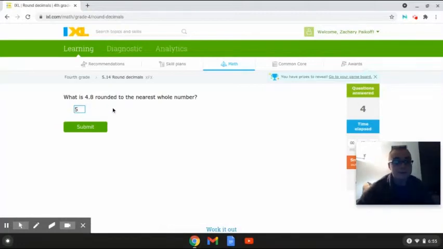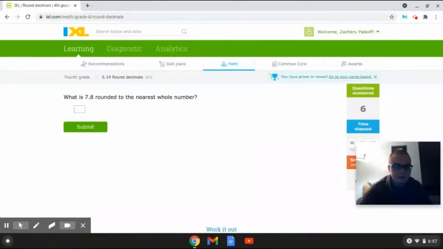and it will become 5. So the answer for this problem is 5, because we took a look at the key digit and saw that the number next to it was bigger than 5, so we rounded it up, and 5 is 4.8 rounded to the nearest whole number. And that is how to solve this problem. So I'm going to be doing one more with you guys.